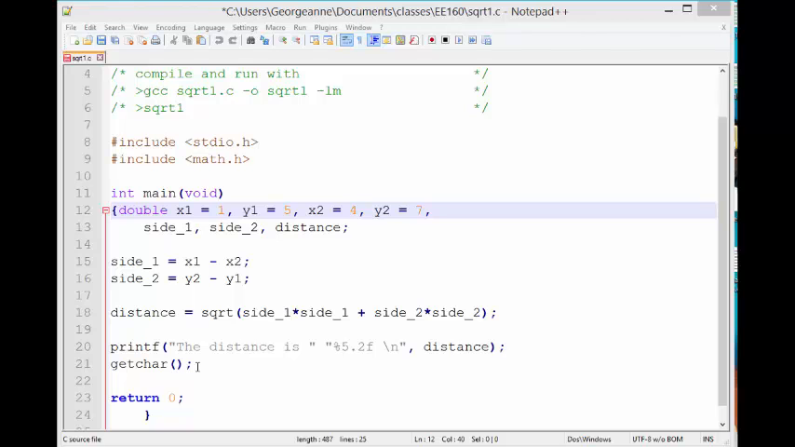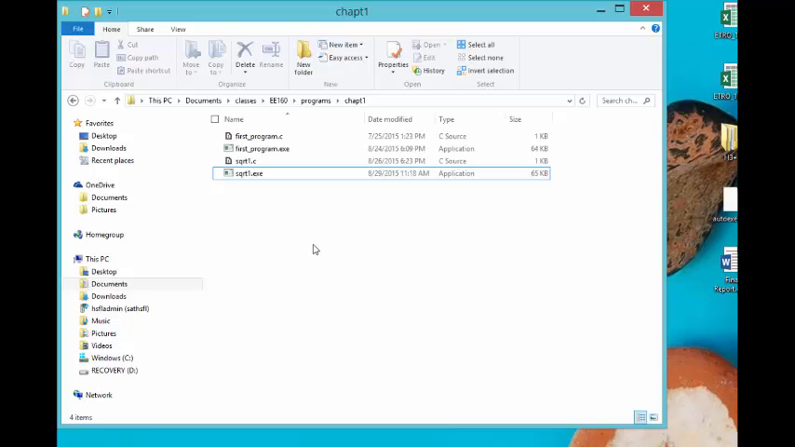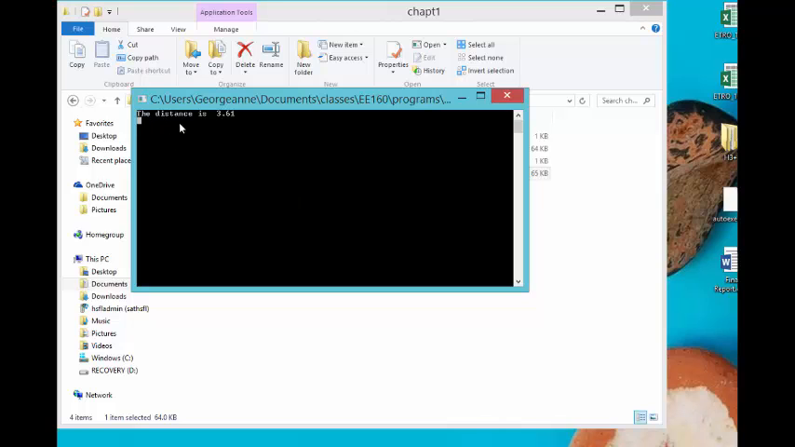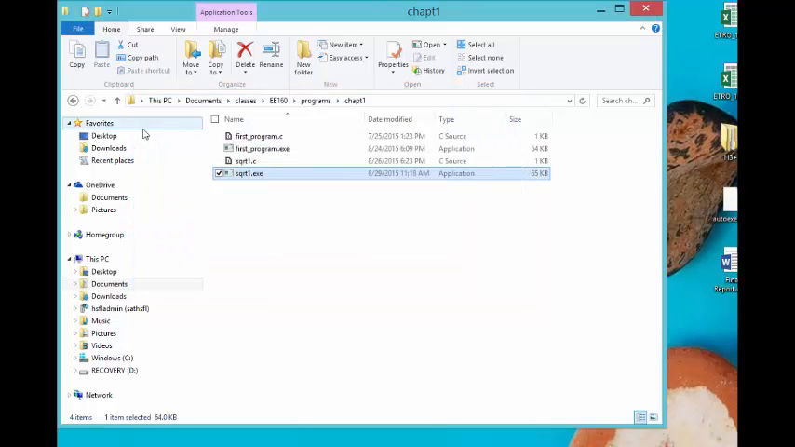So there's the program all typed up. I've already compiled it. Here it is compiled. I can run it from the command prompt window or the PowerShell window. I can also run it by double-clicking on the executable icon in the GUI-based environment. So I will do that. I ran it. It says the distance is 3.61, which, yes, is the square root of 13. The cursor is flashing because it's waiting for an input from me. So I touch any key, enter, and the program closes.